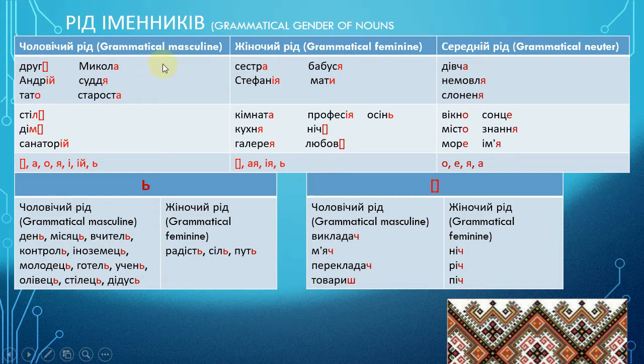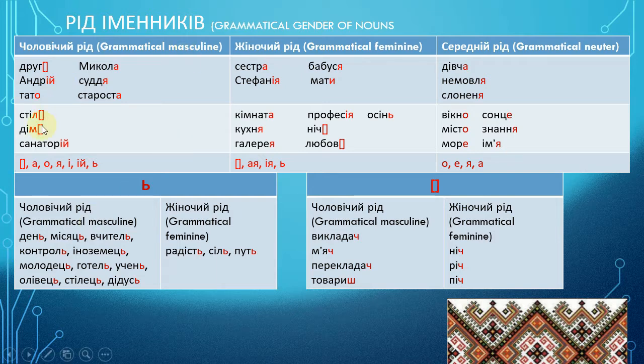In grammatical masculine, we have nouns that don't have any ending. For example, друг. We see that it's just a root. We don't have any ending here. And we have ending «й». For example, Андрій. This is a name. Or санаторій. Rest house. We have nouns with ending «о». For example, тато.